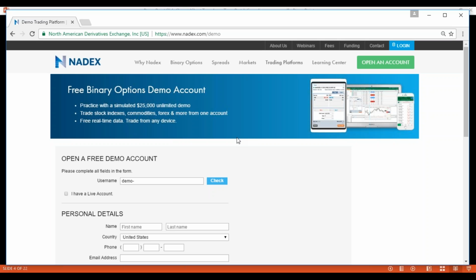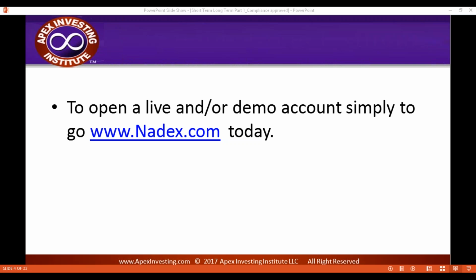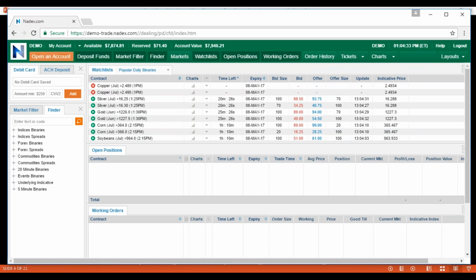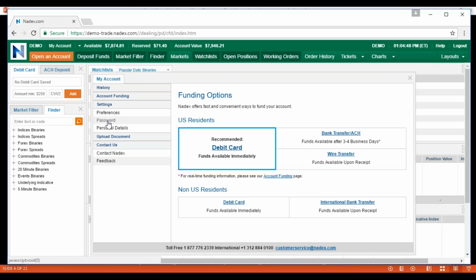Nadex will give you a free demo account with $25,000 of practice money in it. All you've got to do is select a username, fill out some quick info, and hit open demo account. And in just a few moments, you'll get an email from Nadex with a temporary password. You can log right in and get right into the Nadex demo account. From there, you can go right up here to My Account, go to Settings, and then right here to password, and that will let you change the temporary password to whatever you'd like it to be. That way it's easy for you to remember.